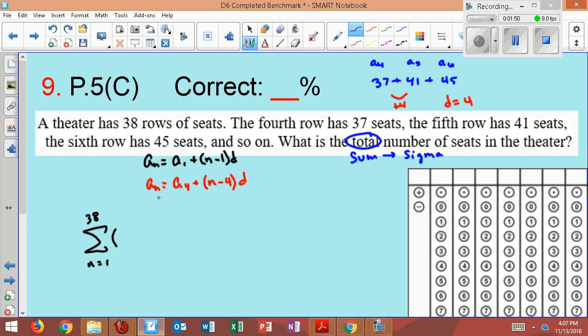So I'm going to use this formula in red. If you're finding sigma, you replace the a sub n. Now I'm looking for S sub n, so I'm going to replace that with a sigma. And so now I start off with the a sub 4. A sub 4 is 37. So that goes there. Plus, and anytime you use sigma, you leave the n in the equation. n minus 4 times our difference, which we found out is 4. I'm going to type that in the calculator, and this should give me my sum.